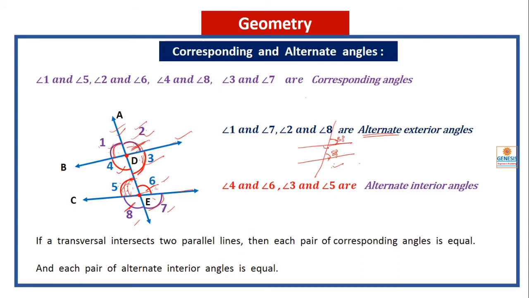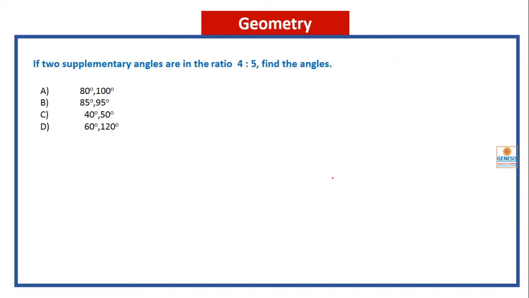You got my point? So if I take this angle and this is 80, this is also 80, because it is 80 on the right side and 80 on the left side. So these are called alternate angles. And these are called opposite angles. Opposite angles, alternate angles, corresponding angles. Okay, so that is about corresponding and alternate angles.